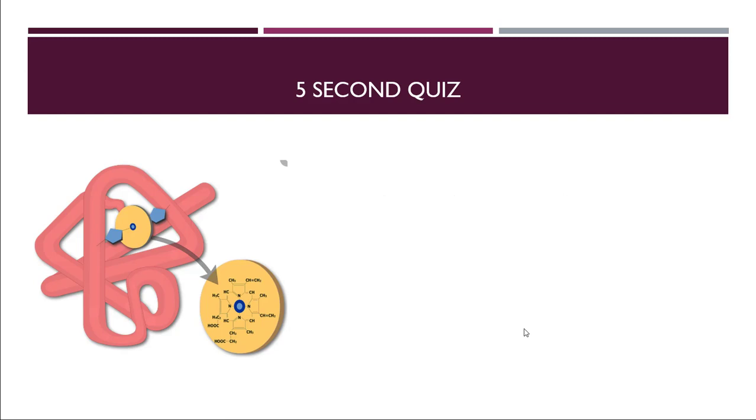Next question: is heme present in globular proteins or fibrous proteins? 5, 4, 3, 2, 1. It is present in globular proteins. Remember the myoglobin and hemoglobin we discussed in the last video? Okay, next.